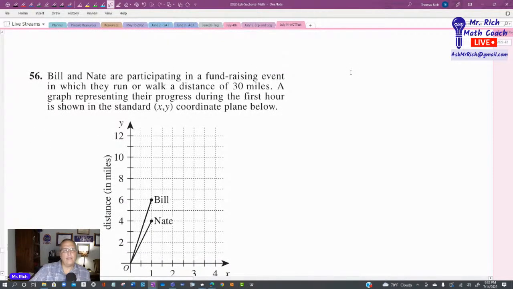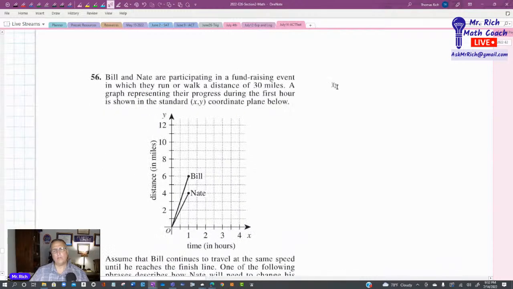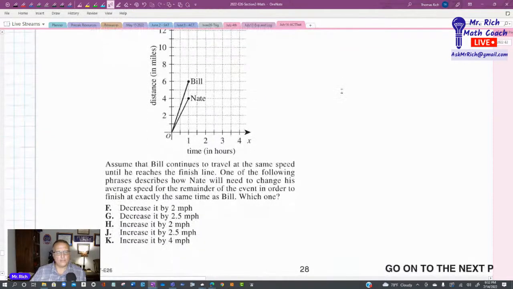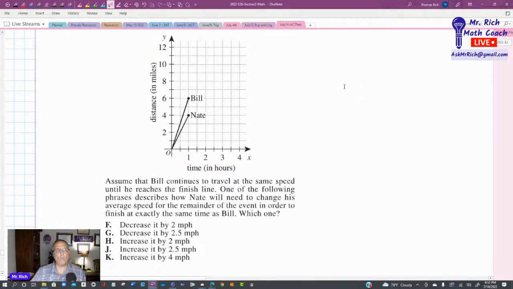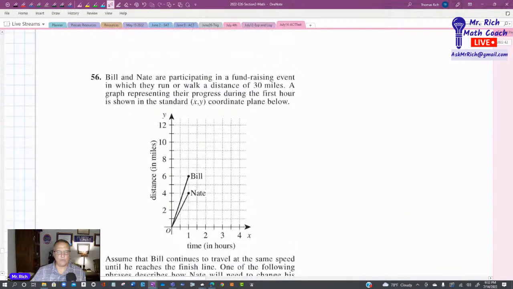56, Bill and Nate are participating in a fundraising event in which they run or walk a distance of 30 miles. A graph representing their progress during the first hour is shown in the standard XY coordinate plane. Assuming that Bill continues to travel at the same speed until he reaches the finish line, one of the following phrases describes how Nate will need to change his average speed for the remainder of the event in order to finish at exactly the same time as Bill. Which one? Wow. Okay, so they need to go 30 miles.